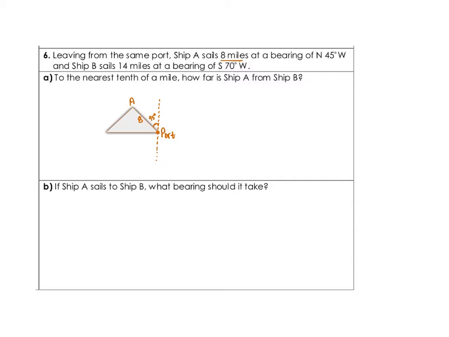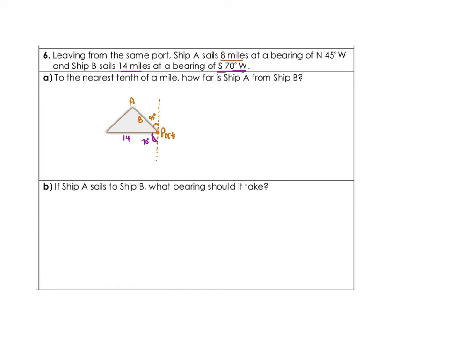Now for our other ship, ship B, it sails 14 miles at a bearing of south 70 degrees west. So I'm going to change colors here. And so from here, notice it's going south 70 degrees west. So that's going to tell me that this angle here, that's going to be our 70 degrees. And notice that it is going 14 miles.